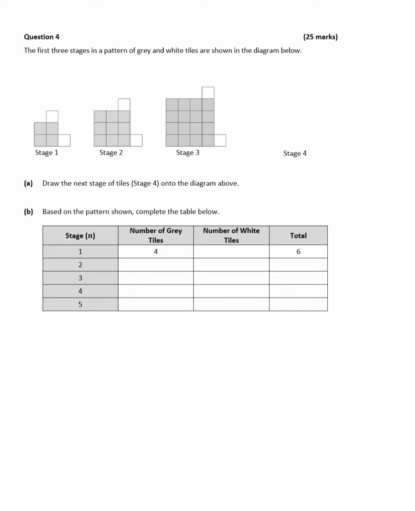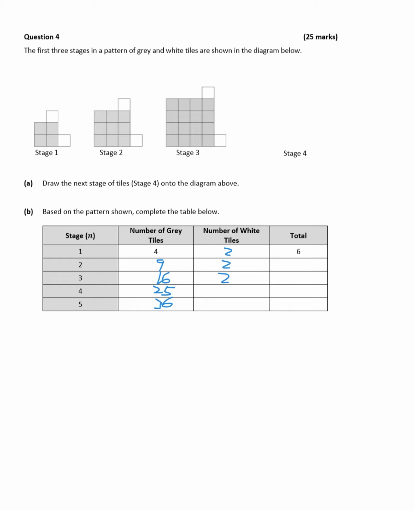So we can see stage 1, the number of grey tiles is 4. The next one is 9. The next one is 16. So I can see that these are squared numbers. 4 is 2 squared, 9 is 3 squared, 16 is 4 squared. So that means the next one will have to be 25, and the next one will have to be 36. The number of white tiles is staying as 2 for all of them.